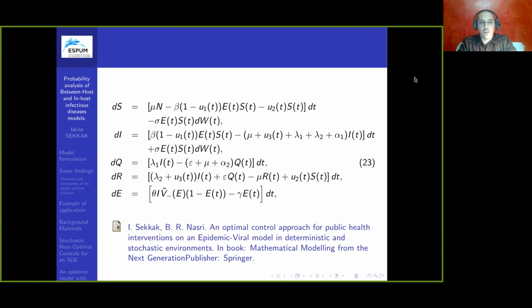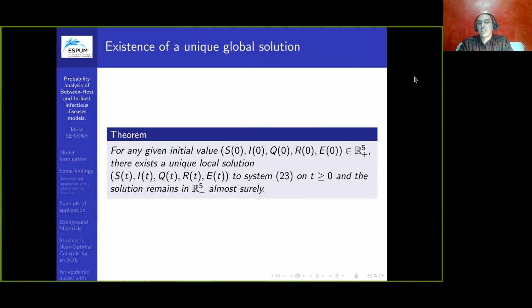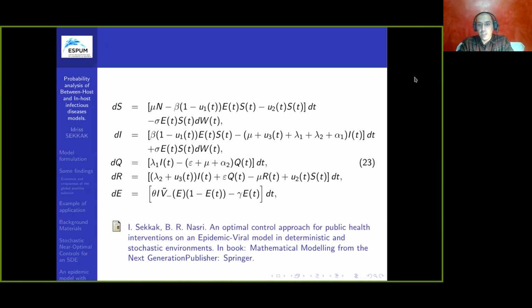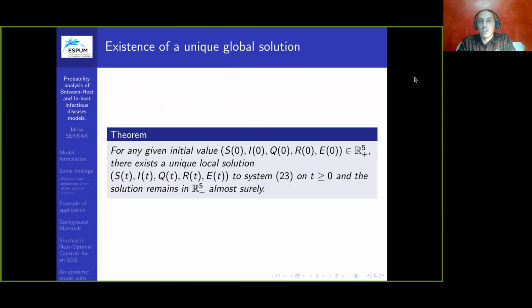Firstly, we proved the existence of a unique global solution for this kind of system. In the stochastic case, we have the perturbation on beta, the transmission rate. So we have white noise on the susceptible compartment, minus sigma ES with the term dW, and also the same term with a plus sign in the infected compartment. This theorem ensures the existence of a unique global solution.